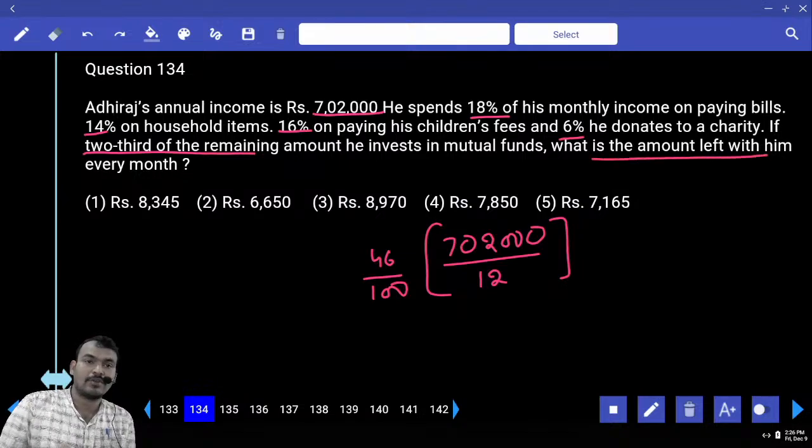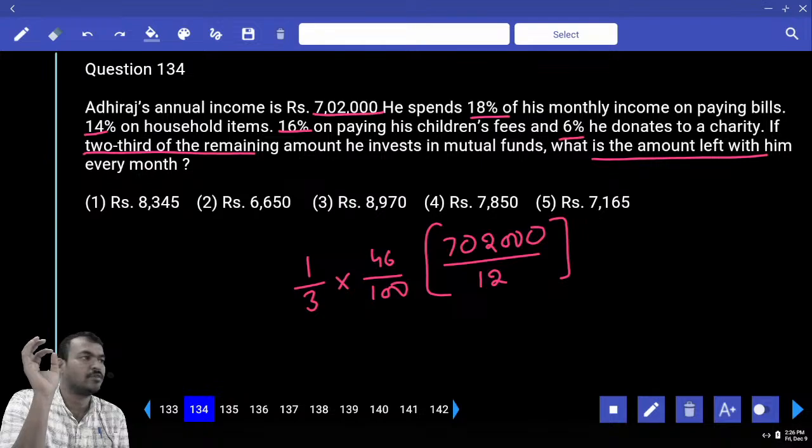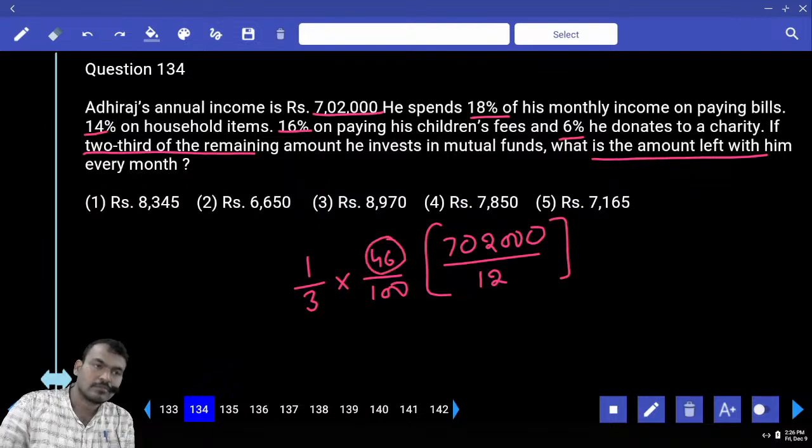What is the amount left with him? Means how much out of this one do we require? 1/3 value or total value? 1/3. 1/3 of 46% of which one? 7,02,000. 7,02,000 by 12. What is the numerator? 46. It is a 23 multiple. Half of 46 is 23 or not? There are no cancellation values in the denominator or not? Yes or no?